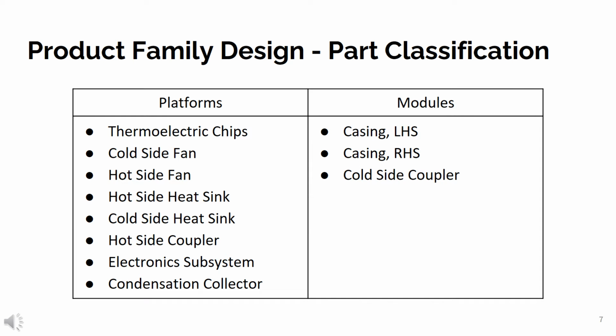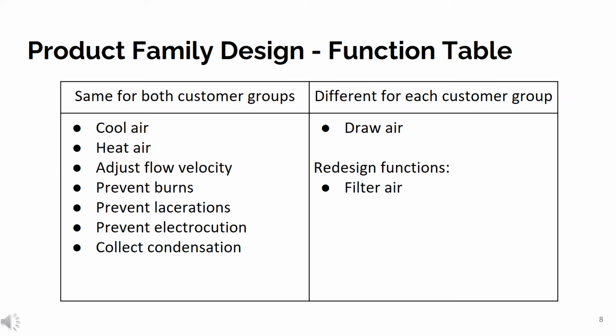To aid in product family design, we categorized all of the parts of the product into either being part of the platform or to be varied as modules in differentiation. Majority of the parts in the platform are integral to the operation of the heating and cooling of the airstreams. And for the modules, we have the left and right sides of the casings, as well as the cold side coupler to be varied depending on the customer group.